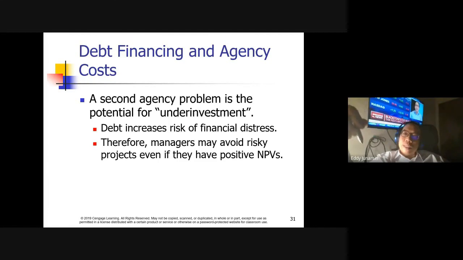Unfortunately, this decision has a downside, right? A potential drawback that we call underinvestment. So you see again the benefit of doing this, right? The top management would be more disciplined. They'll be more careful in using cash flows because now they have to manage the cash flows well. They have to repay the debt, right?